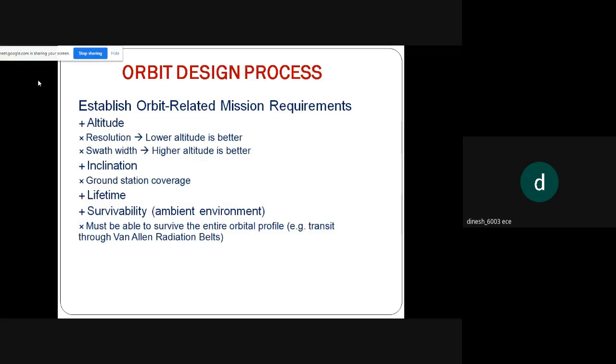So the orbital design process starts with the altitude selection, resolution. Lower altitude is better for high resolution. For swath width, higher altitude is better. Then we have to see inclination. That ground station coverage is to be considered. The lifetime of the satellite is to be designed, and the survivability of that particular satellite is to be considered in ambient environments also.